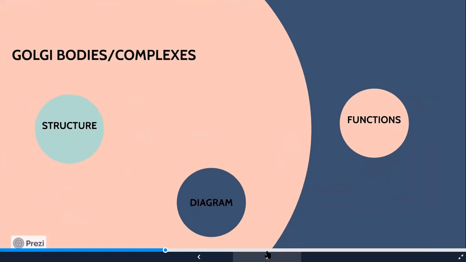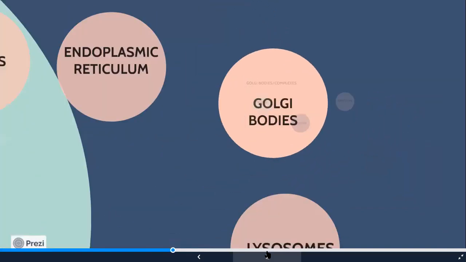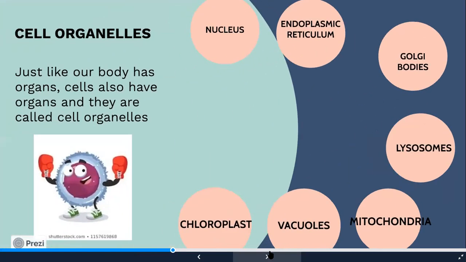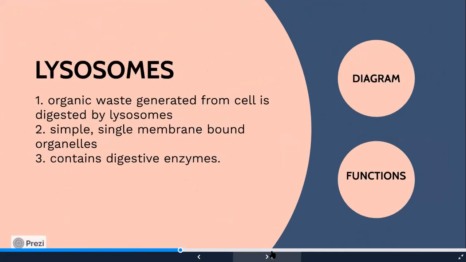We'll come to lysosomes a little later. So that was about Golgi bodies. Now, coming to lysosomes, organic waste generated from the cell is digested by lysosomes. If something is alive, it needs to die, and if it dies, how does the organic waste that is generated get consumed? It gets consumed because of the lysosome.